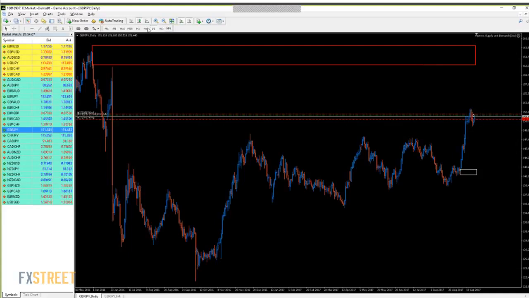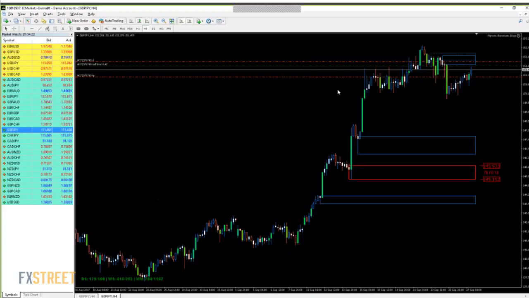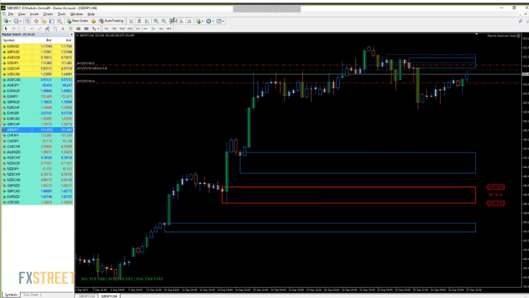But if you look on the smaller time frame, we had price rallying. We have some demand down here. It's been tested a bunch of times. Price managed to cut through it. So, okay, let me put this on so we can have a closer look at it. So, we go on the hourly chart.